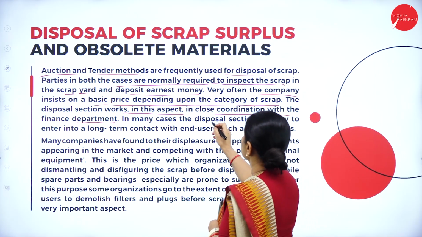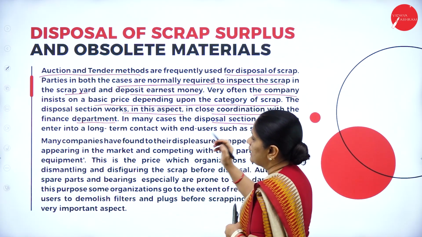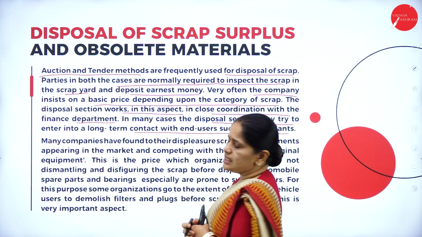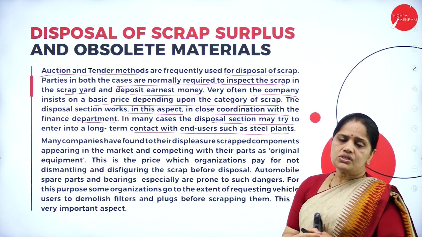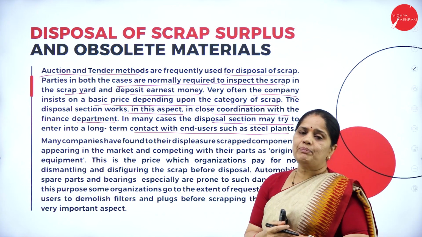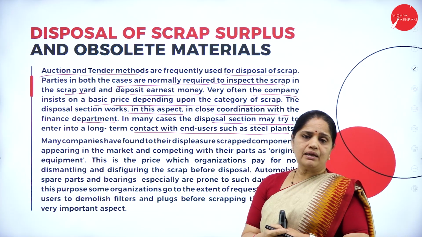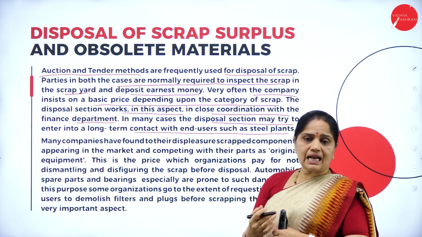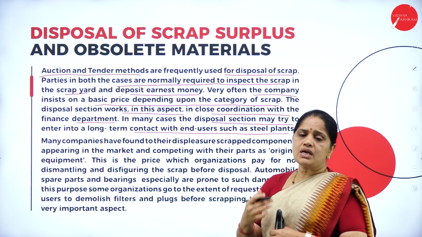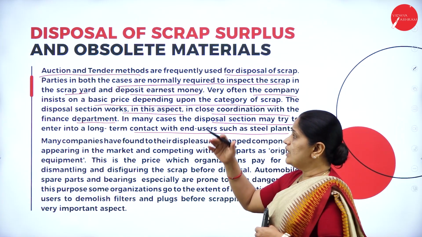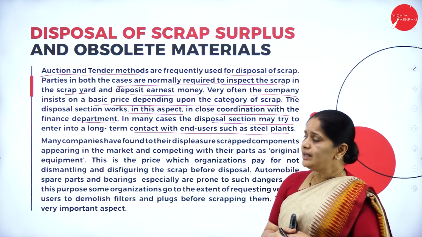In many cases, the disposal section may try to enter into a long-term contract with end users such as the steel plants. So sometimes you can have a long-term contract with the steel plants so that they will be able to just purchase the scrap as and when it arises from the production house, so that you can save on time, cost and labor of the auction and the tender method.